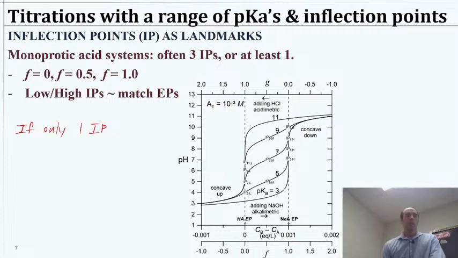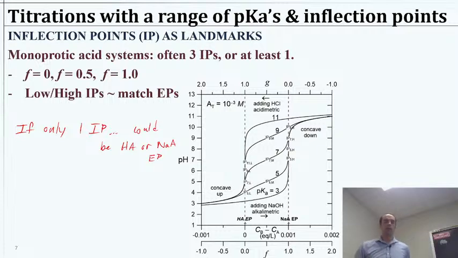inflection point, I think that means it could be, let's say, the HA or NaA equivalence point. So if we just have one inflection point on a graph, we can't necessarily say too much about that unless we see a little more context. If we plot it against f, of course, then we know. But okay, so we can use these inflection points as landmarks.